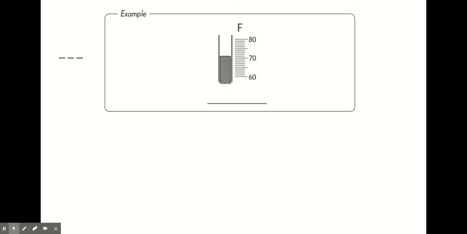Here's an example of a part of a thermometer that we can try to read. We have to look very carefully, just like on a ruler, at all the little lines in order to read them. How hot would you say this thermometer is reading? I think the line goes a little above the 70, so I'm going to say that that's about 71 degrees Fahrenheit. Now it's your turn to practice.